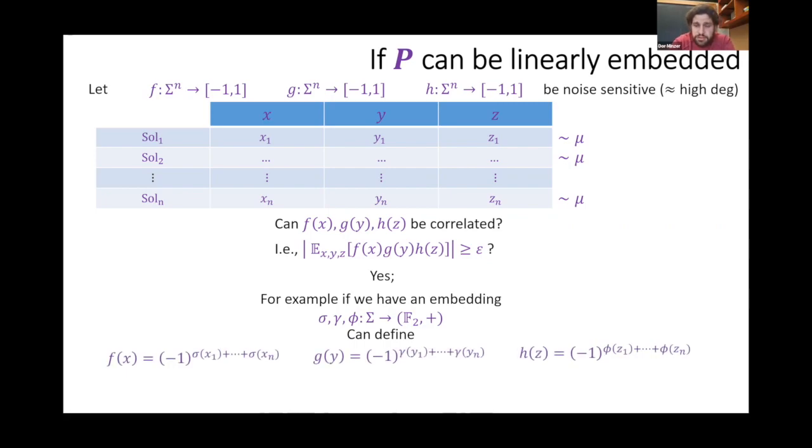And this is very simple. So I can just define f(x) to be -1 to the parity of what the x's are mapped to under sigma, g(y) to be -1 to the parity of what the y's are mapped to under gamma, and h(z) to be -1 to the parity of what the z's are mapped to by phi. And you can just check by the definition of embeddings that when you multiply out f, g, and h, you just get 1 always, because sigma of x1 plus gamma of y1 plus phi of z1 is always 0. The same holds for all coordinates. So not only do you get correlation, but it's perfect correlation. So things are a bit tricky when you look at the satisfiable case. And when you have linear embeddings, this is even false.